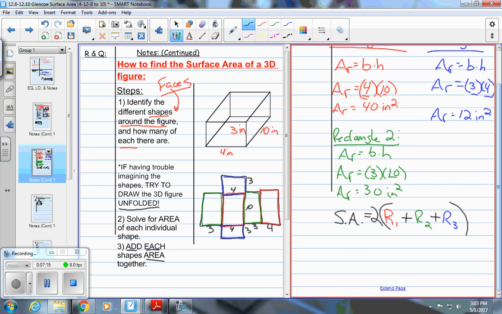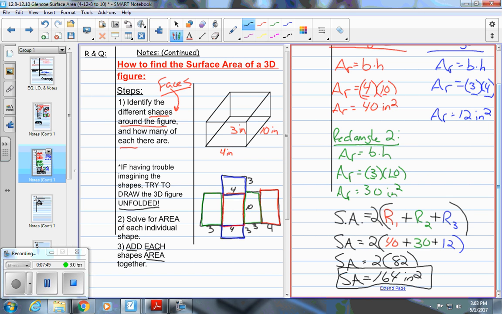So now we're just going to substitute in here. The surface area equals 2 times rectangle 1, which was 40, plus 30 of rectangle 2, plus 12 of rectangle 3. Follow the order of operations here. And the surface area of that rectangular prism is 164 inches squared.